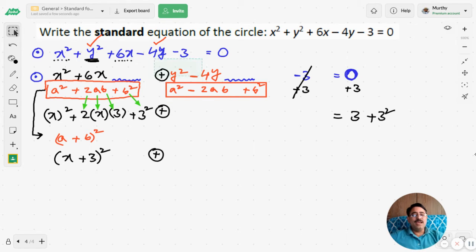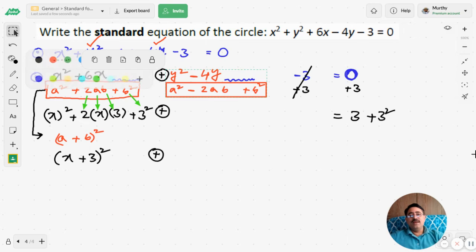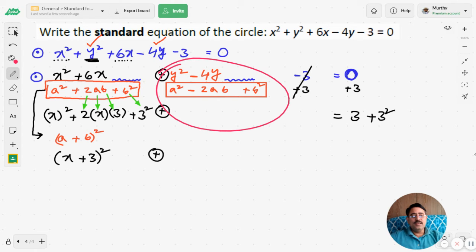Now, the second part, which is y square minus 4y. Okay, this part seems to be okay. This part y square minus 4y. So a square means I can write as y whole square minus 2. Just I'm trying to match with the formula.